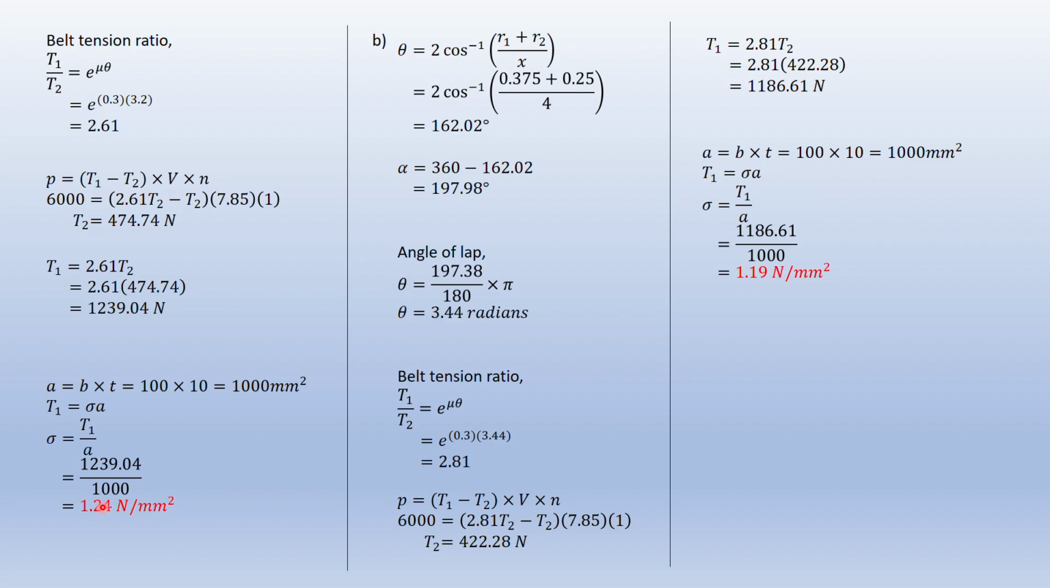Now, what you can also do is use your T2, put it in, T2 divided by cross-sectional area. So you check your stress. Check both cases for your stress and see which one is more suitable, actually.